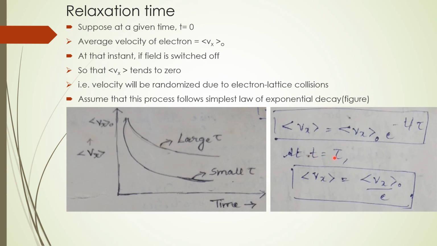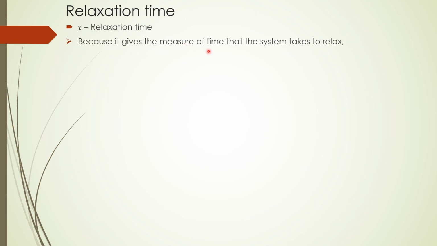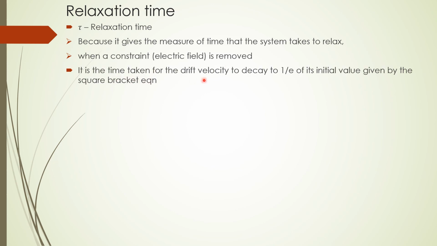At t is equal to tau, we get average of Vx as Vx suffix 0 upon e. So tau is called the relaxation time because it gives a measure of the time that the system takes to relax when a constraint such as an electric field is removed. It is the time taken for the drift velocity to decay to 1 by e of its initial value, given by the square bracket equation.